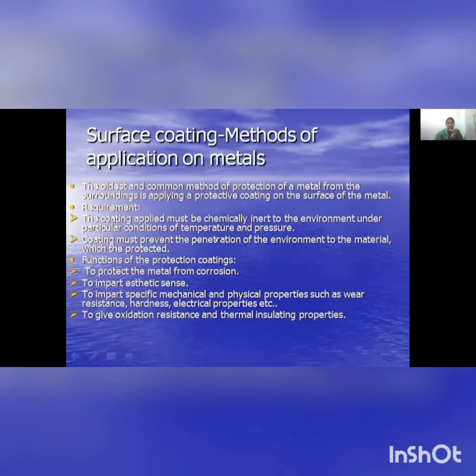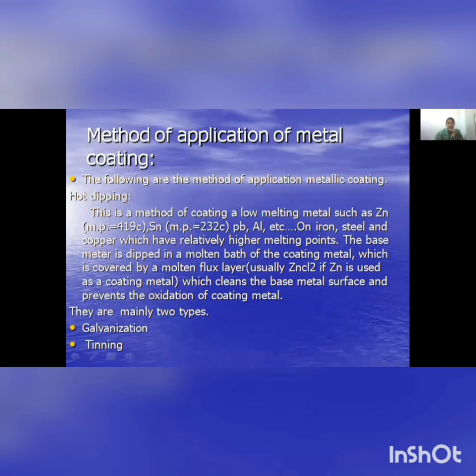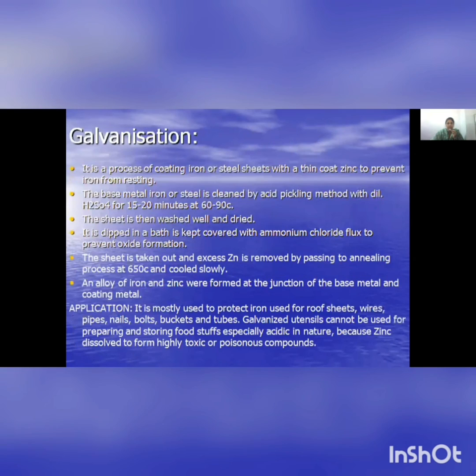And next, surface coatings. We have two types of methods of application of metal coating. The following are the methods of application of metal coating. So we have the hot dipping method. In hot dipping, we have two main types, that are the galvanization and tinning processes.